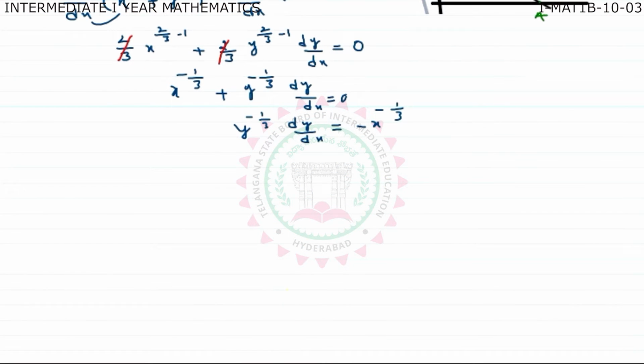So dy by dx is equal to minus x to the power of minus 1 by 3 divided by y to the power of minus 1 by 3. So bring this term to the denominator and this term to the numerator. There you will get y to the power of 1 by 3 divided by x to the power of 1 by 3.